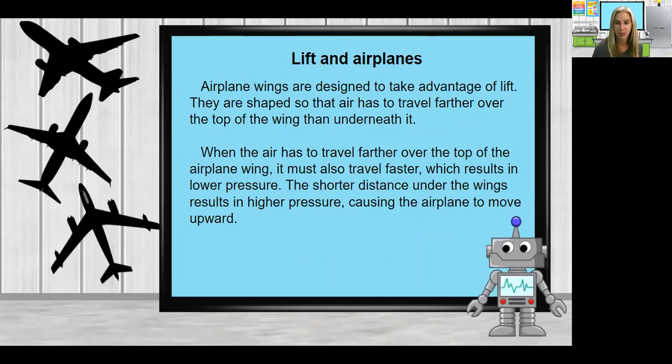Okay, lift in airplanes. An airplane's wings are designed to take advantage of lift. They are shaped so that the air has to travel further over the top of the wing than underneath it. When the air has to travel further over the top of the airplane wing, it must also travel faster, which results in lower pressure. The shorter distance under the wings results in higher pressure, causing the airplane to move upward.